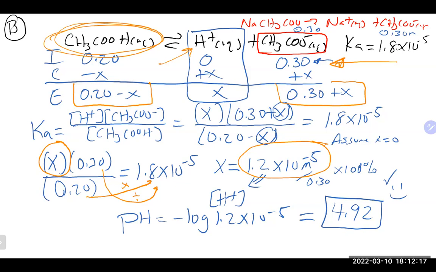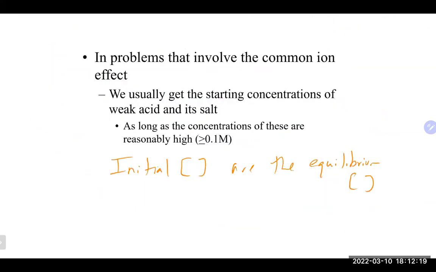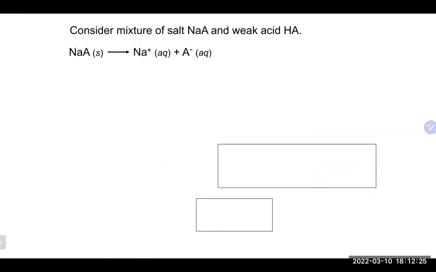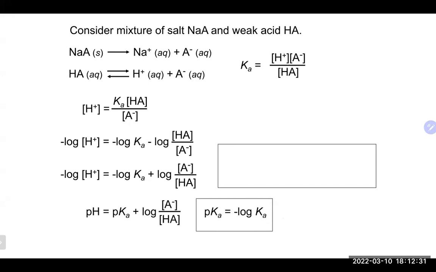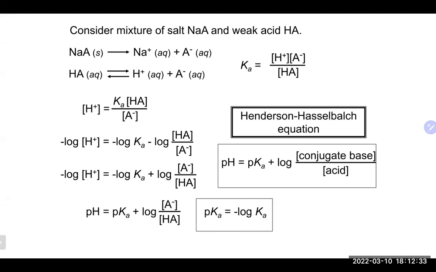So in these situations, there's actually a way you could calculate the pH without necessarily having to do a nice table. And that is with our good friend, the Henderson-Hasselbalch equation. So if we do some substituting here, we get the Henderson-Hasselbalch equation. And this is an equation that we could use really in a common ion effect type problem.